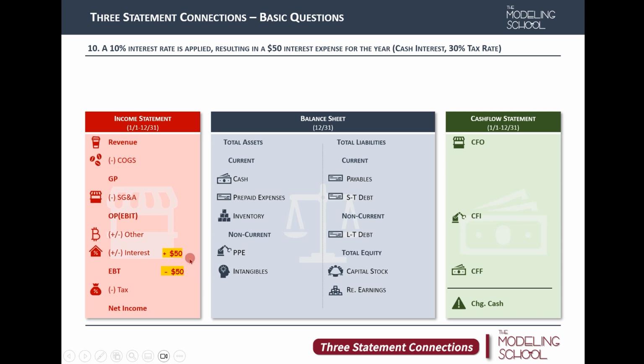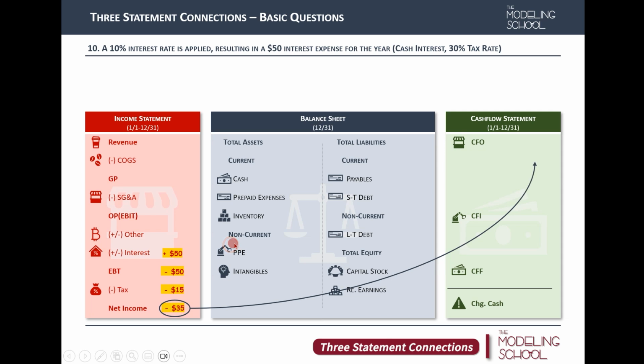A $50 decrease in earnings before taxes is also going to decrease tax by $15. It's $50 times the 30% tax rate. Net income will be decreased by a net of minus $35. So that's it for the income statement.